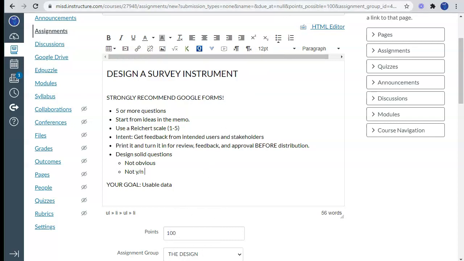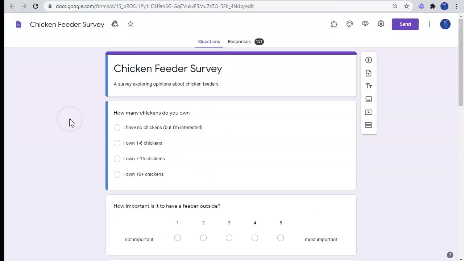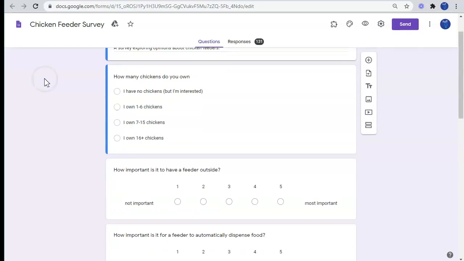Let's go look at the one that I designed in training with my colleagues. Okay, so this was a survey we sent out about chicken feeders. So we thought one important question was, how many chickens do you own? We needed to understand how many birds you were dealing with, or if you were just interested. So we had some multiple choice options here to kind of understand the people that we were polling.